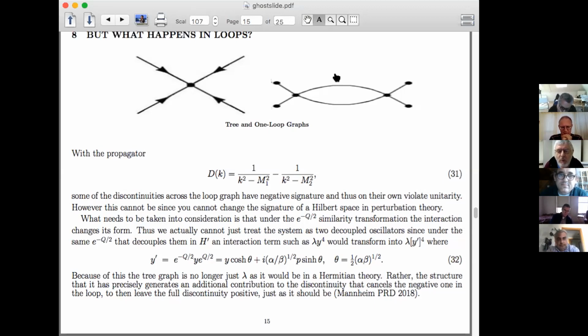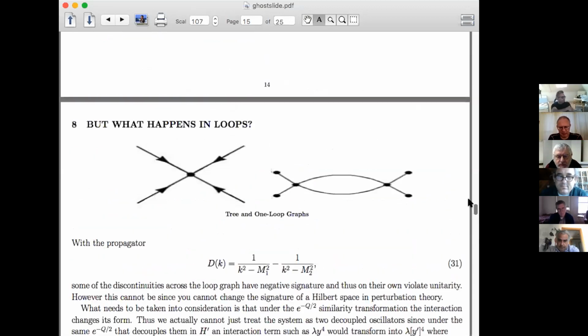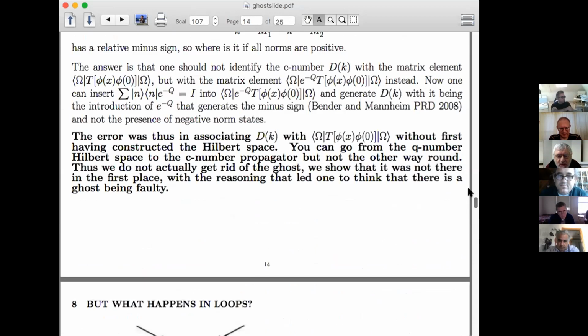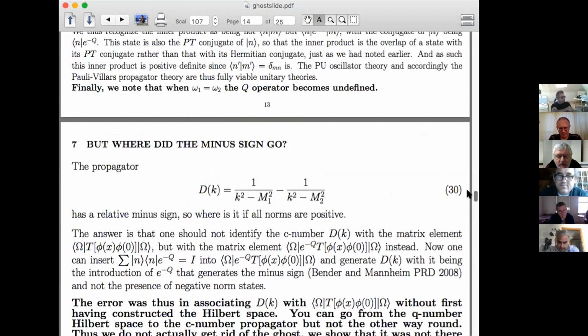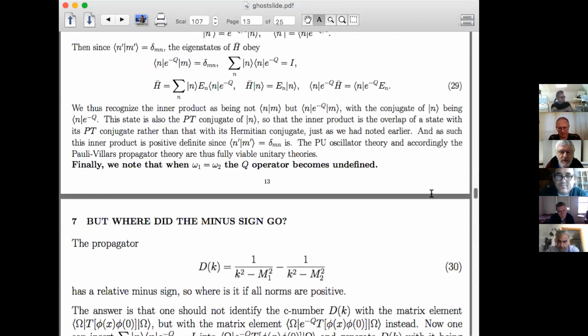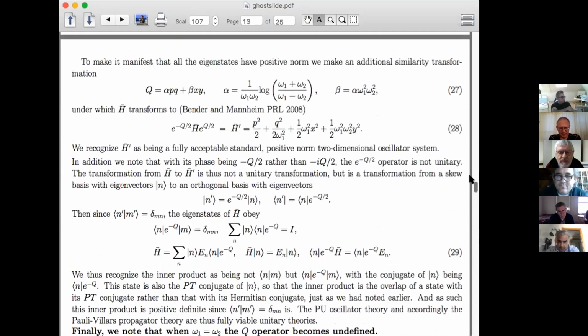However, where on earth did the negative discontinuity go? So now we have to look at it. We'll add in an interaction, lambda y to the 4, there it is, and let's transform it with the same e to the minus q over 2 as before, and it gives me a mixture of a y and a p. And why I resisted the suggestion that I have two separate Hilbert spaces, if I can find it, is because I have to go a little bit further back.